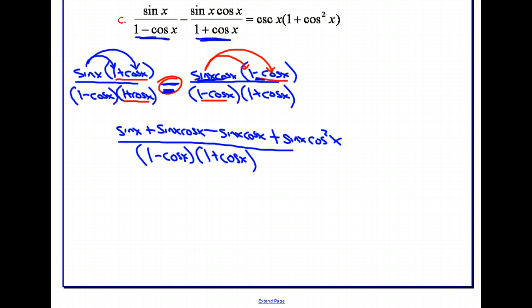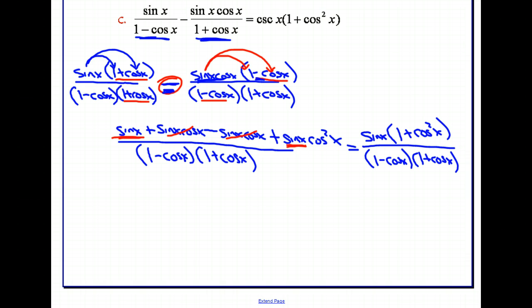On the top of the fraction, I notice sine cosine minus sine cosine cancel out. And one more thing on the top of the fraction I could do is I could notice both the first term and the second term have a sine in common, so I can factor out that sine. So the top I'm going to write as sine, I'll factor that out, times 1 plus the cosine squared. All right, and the bottom stays the same, 1 minus cosine, 1 plus cosine. Let me sneak a peek at the right side. We're kind of getting there. I see the 1 plus cosine squared, but we've got more work to do.